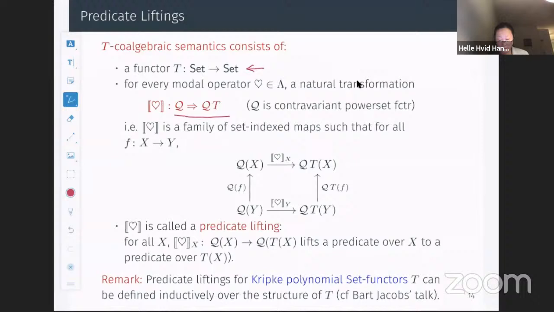So in other words, now I'm giving the diagram here because the Q is contravariant, so you need to swap the arrows, so it's maybe handy to see. In other words, this semantics of the modality is a family of set indexed maps such that for all functions f from X to Y, the following diagram here commutes. So this is what we call a predicate lifting. And it's called a predicate lifting because it takes a subset of X, a predicate over X, and it lifts it to a subset of T of X. So in other words, a predicate over T of X.